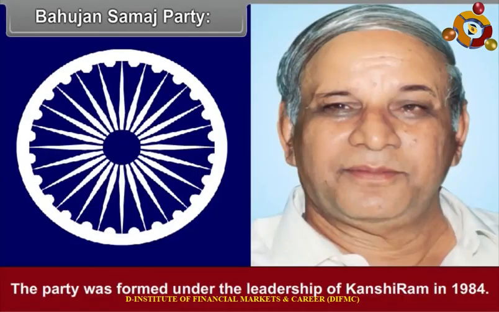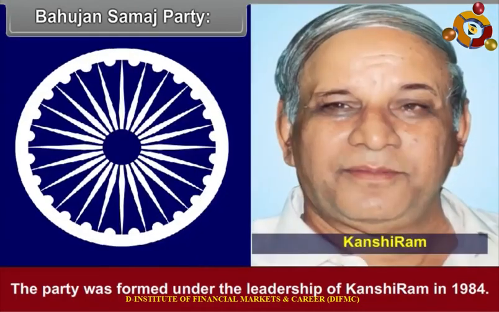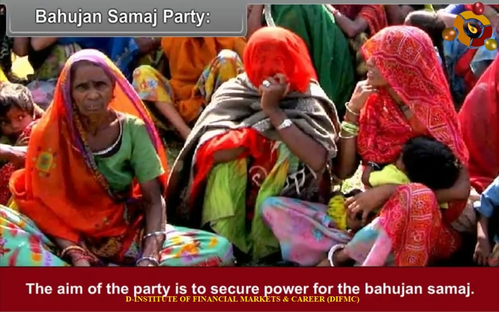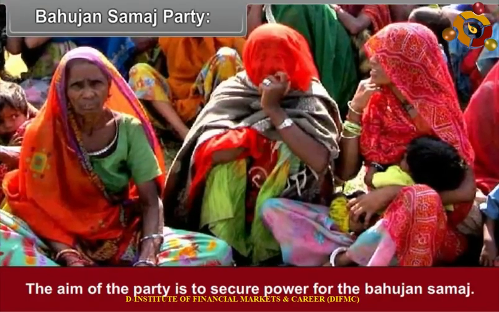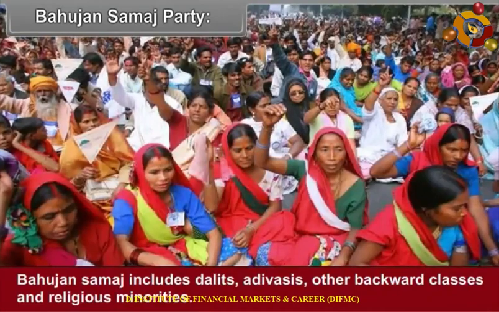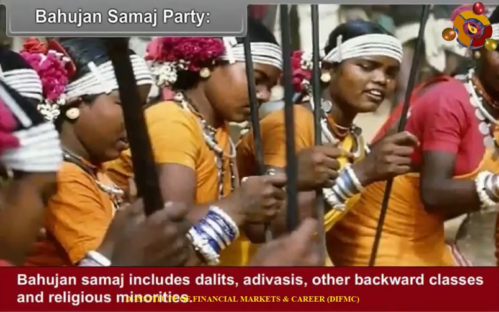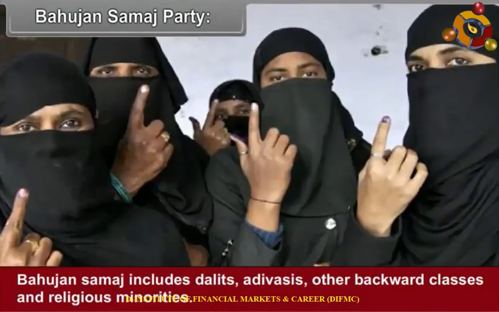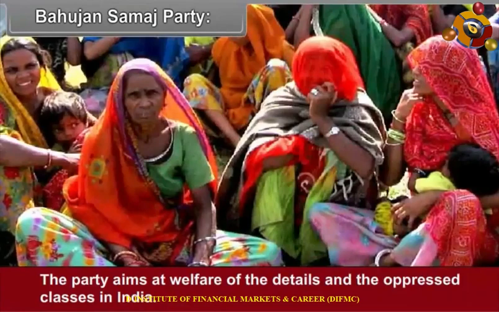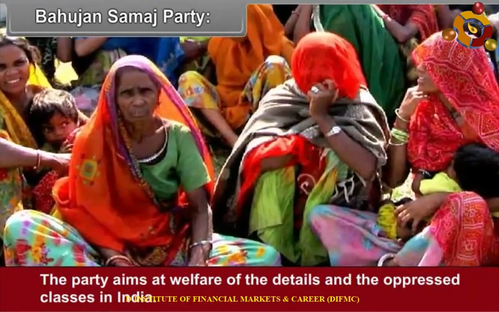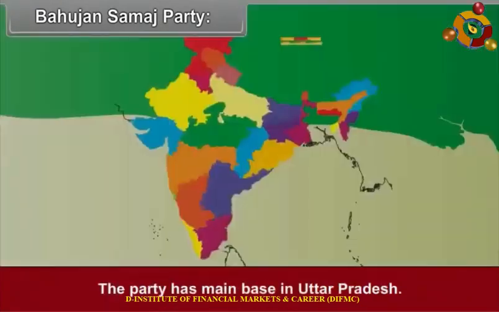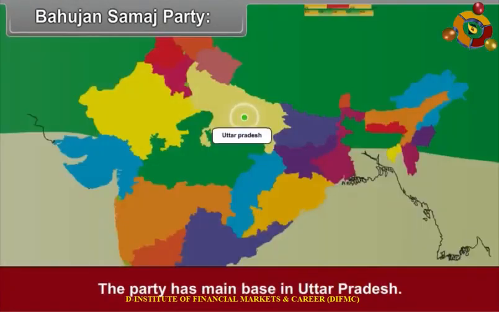Bahujan Samaj Party. The party was formed under the leadership of Kanshi Ram in 1984. The aim of the party is to secure power for the Bahujan Samaj. Bahujan Samaj includes Dalits, Adivasis, other backward classes, and religious minorities. The party aims at welfare of the Dalits and the oppressed classes in India.